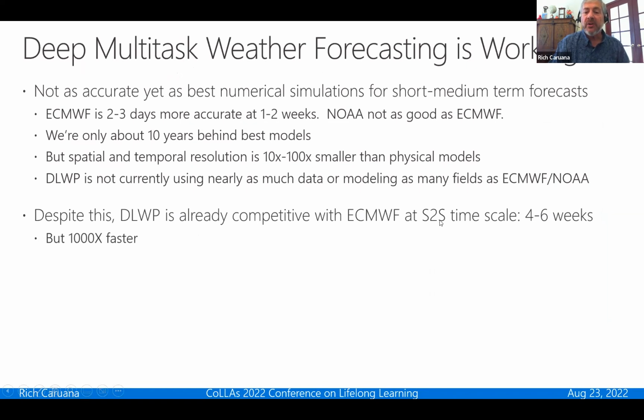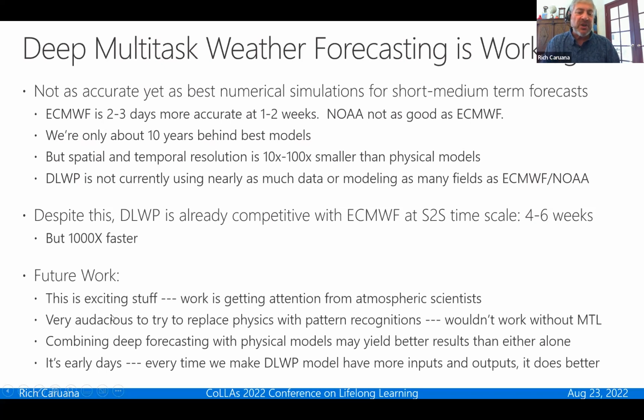And it's sub-seasonal timescales, 4 to 6 weeks. It turns out we're already a useful model, and we have some advantages that the physical simulation models don't have. And this is just really exciting stuff. It's getting a lot of attention from atmospheric scientists. We can't believe that this crazy idea of replacing lots of well-studied physics with simple deep learning could work, but it's only working really because of multitask learning. It really is this massive multitask learning thing. And it's really exciting. We can do lots of ensembles of these things, and it's still very early days. Every time we figure out how to include more data, finer resolution, make the model consider more things, it does better. So it's still very early days in this research.